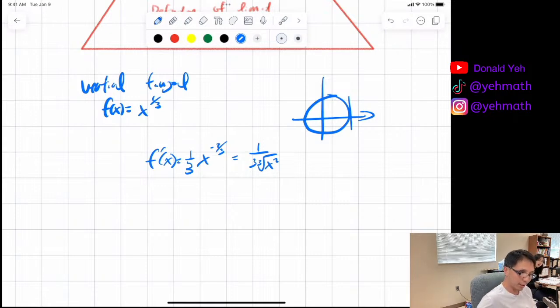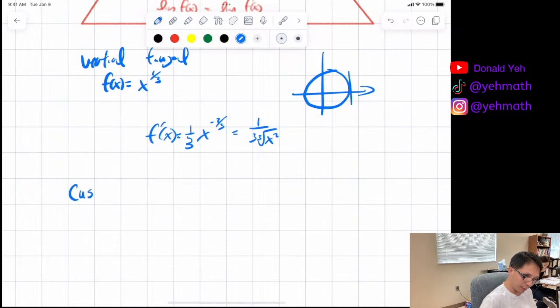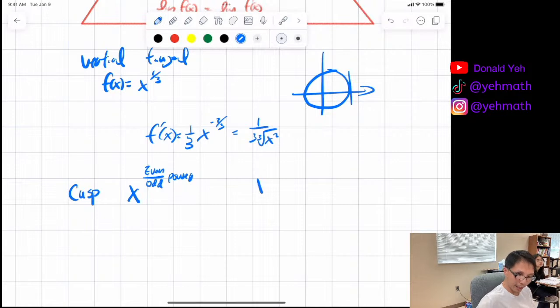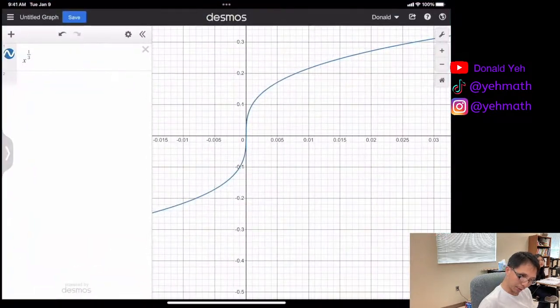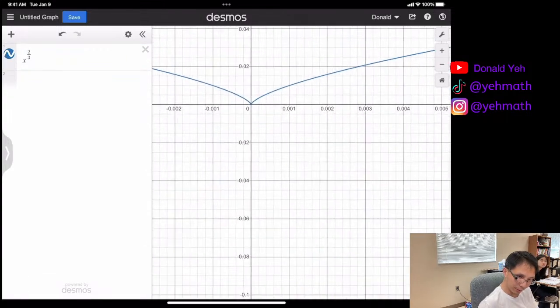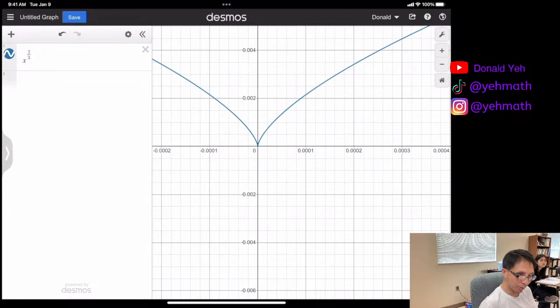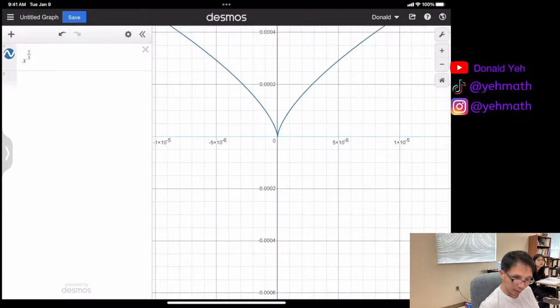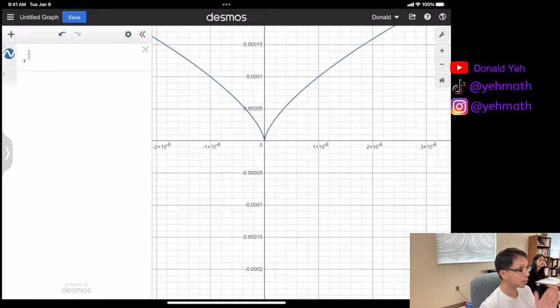And what is a cusp though? The only time you have a cusp is if you have x to the even over odd power. Even over odd power. So x to the 2/3. If you look at x to the 2/3, it's going to be this. And that's called a cusp. That is also another version of a vertical tangent. If you see that here, that is a vertical tangent.